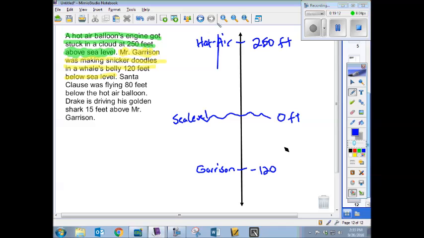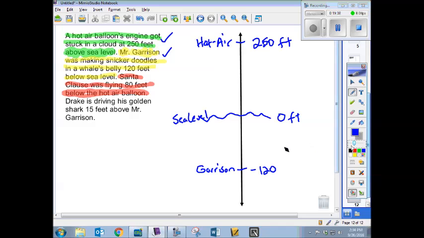Now, notice one more time here. Do you see how I'm labeling them here? The numbers are on the right, the labels are on the left. Are you guys seeing this? Now, the first two were very easy. Everybody got them right. Now it's all about these other two. These are the ones that were tricky. Okay? So, Santa Claus was flying 80 feet below the hot air balloon.